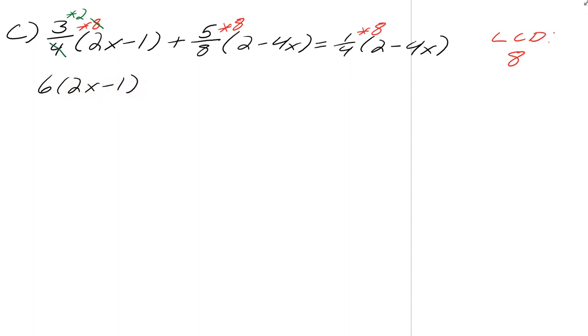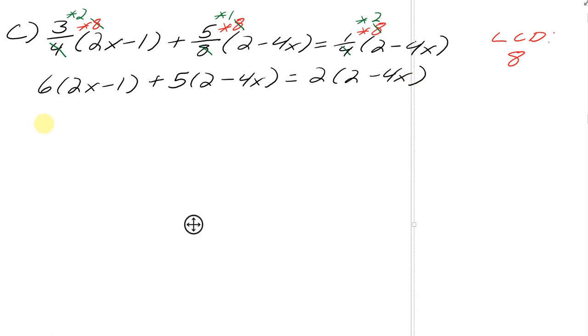Okay, so moving on to the next one, 8 goes into 8 once, so I just take 5 times 1, so this will be plus 5 times 2 minus 4x. And then this last one, so 4 goes into 8 twice, so I multiply 1 times 2. This will ultimately equal a 2 in the front, and then I still have to distribute this. So from here, now let's go ahead and distribute. So if you got to this point, I would recommend maybe just pushing ahead now and trying to get to the final answer, and I'll meet you there.